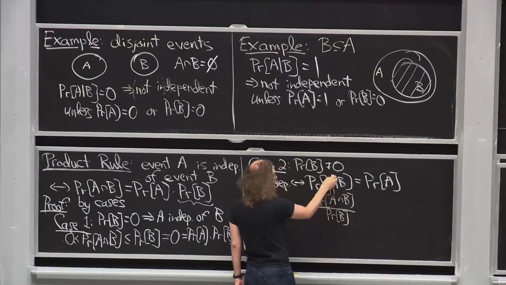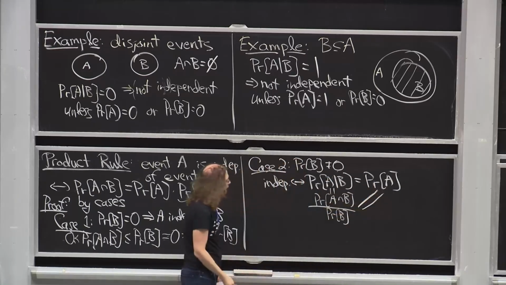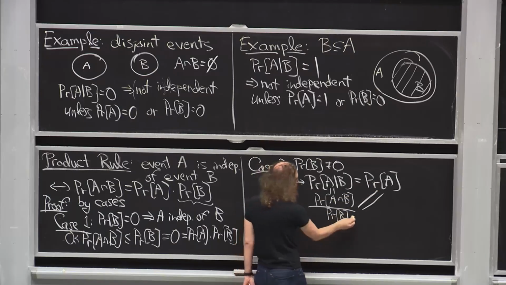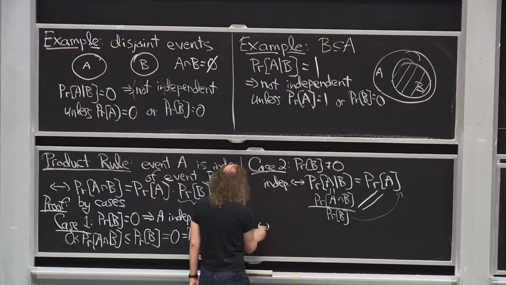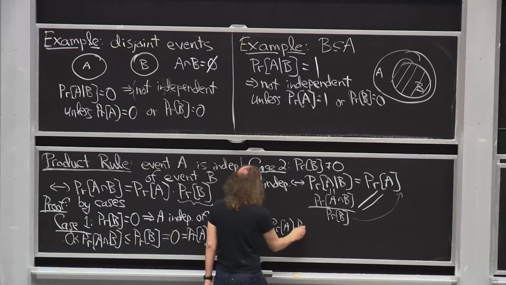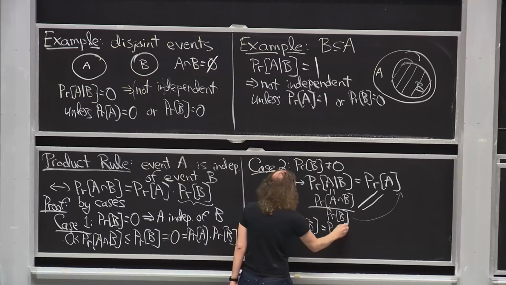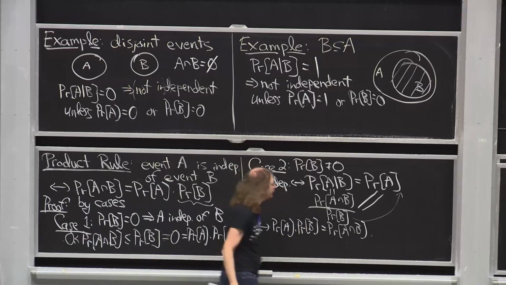OK, so this is equal to that. This is equal to that. So these two things are equal. And now on this equation, I see probability of A here, and I see probability of B in the denominator here. I'd like to multiply both sides by probability of B. And I get that this is equivalent to probability of A times probability of B equals probability of A intersect B, which is exactly what I wanted to prove.